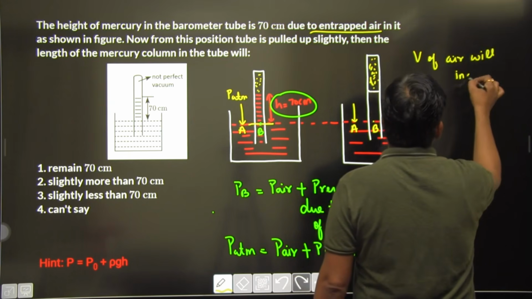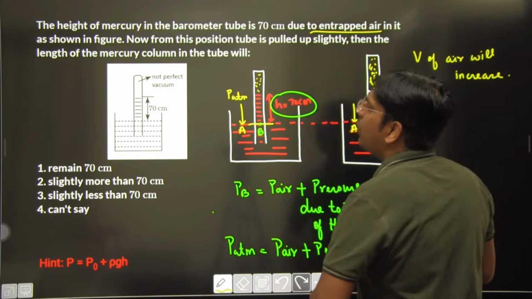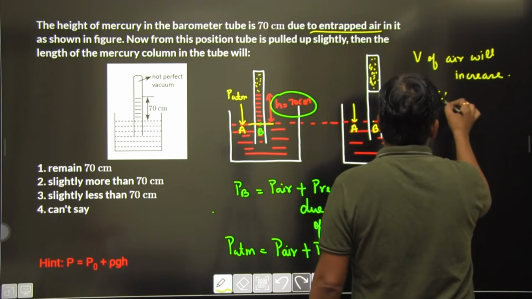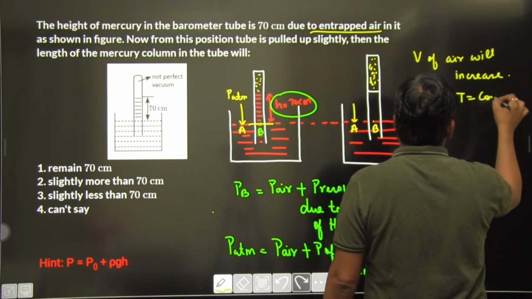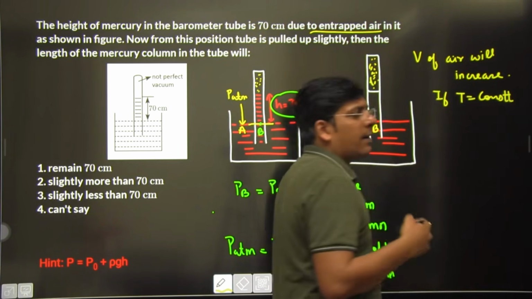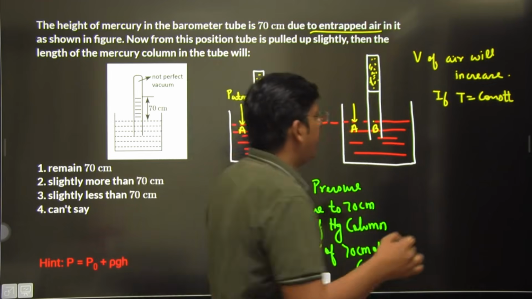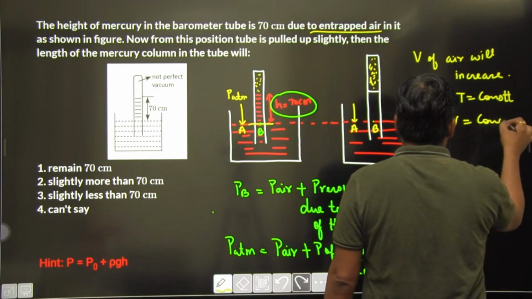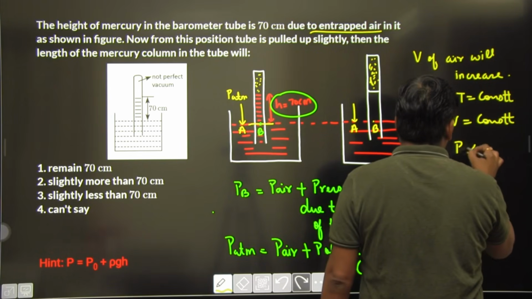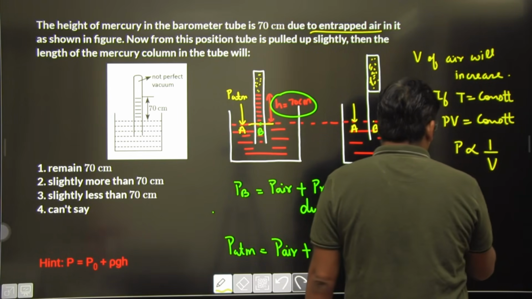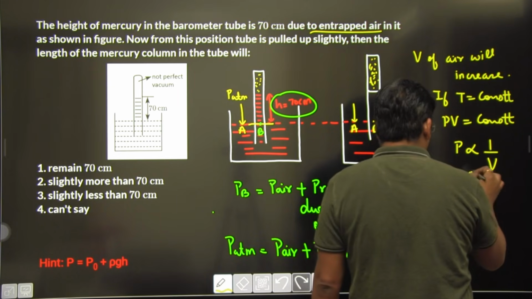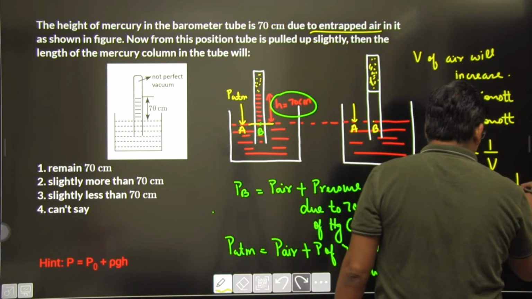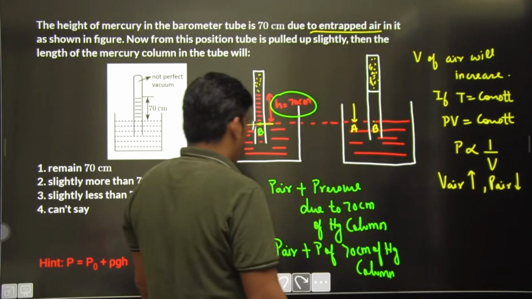Now here volume of air will increase. Dear student, I'll assume that temperature remains constant. Is it given or I have to assume it? Okay, we have to assume it. If temperature is constant, since they have not mentioned that there is some source of heat which would increase the temperature, so I'll assume that temperature remains constant here. If temperature is constant, then pressure into volume is constant. This is what we call Boyle's law. So pressure would be inversely proportional to volume. Now when volume of air column is increasing because we are pulling the tube upwards, then pressure exerted by air column should decrease. True.